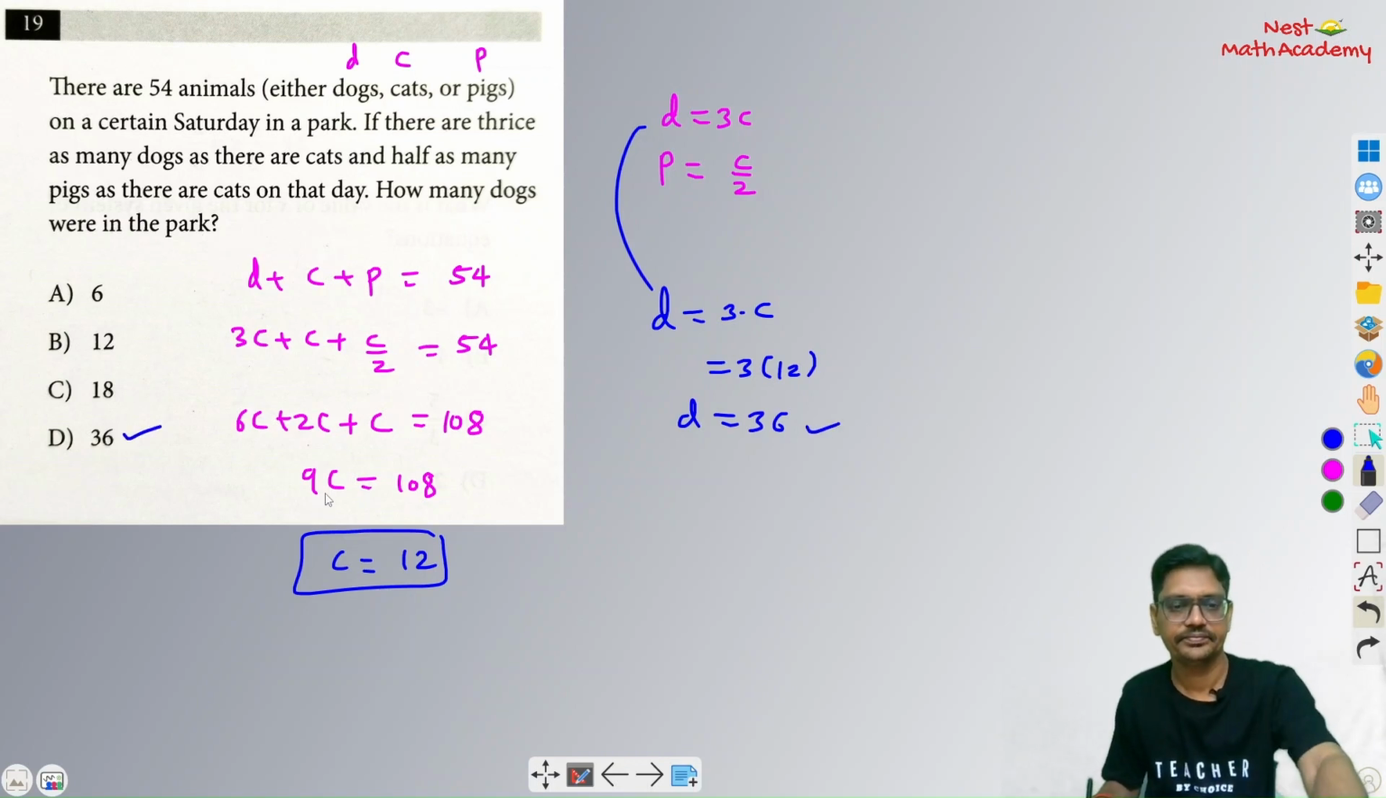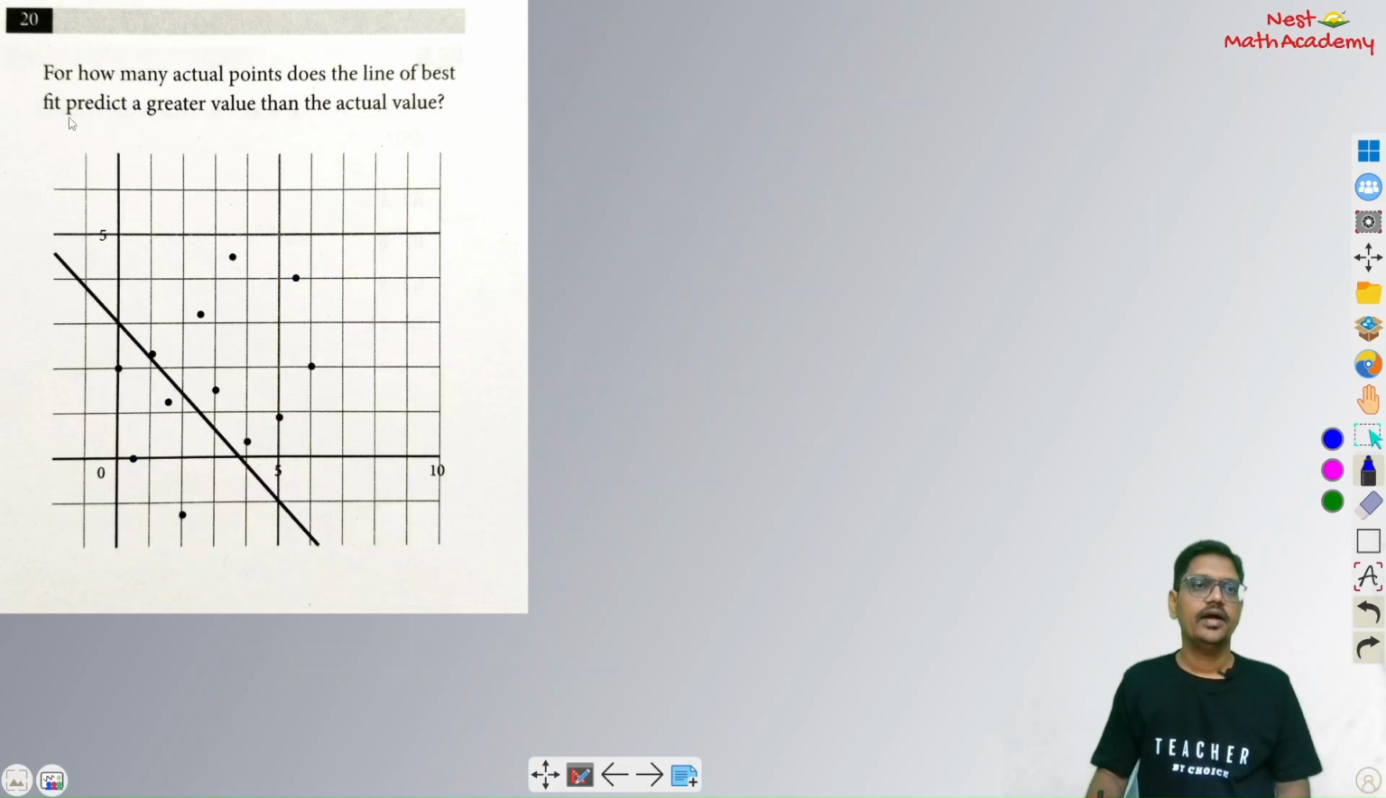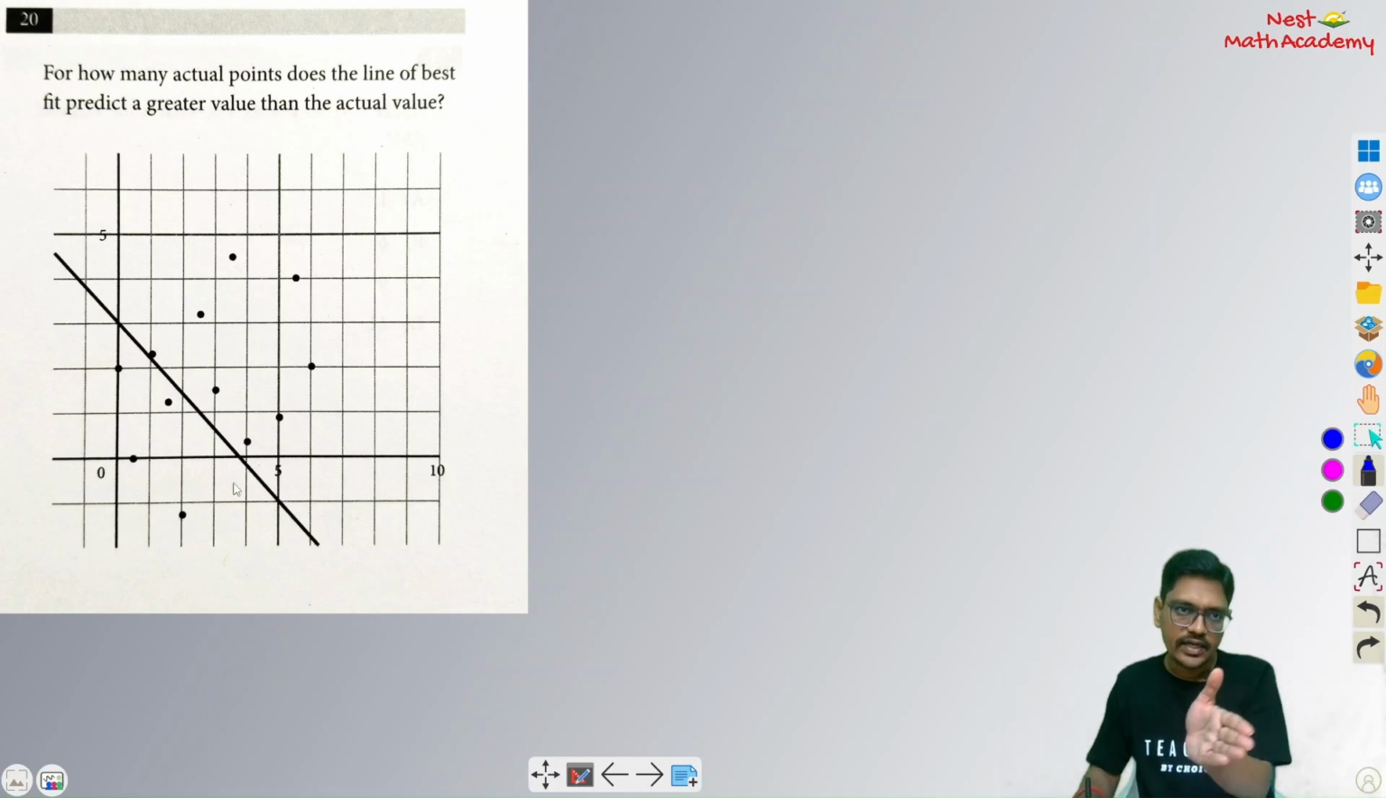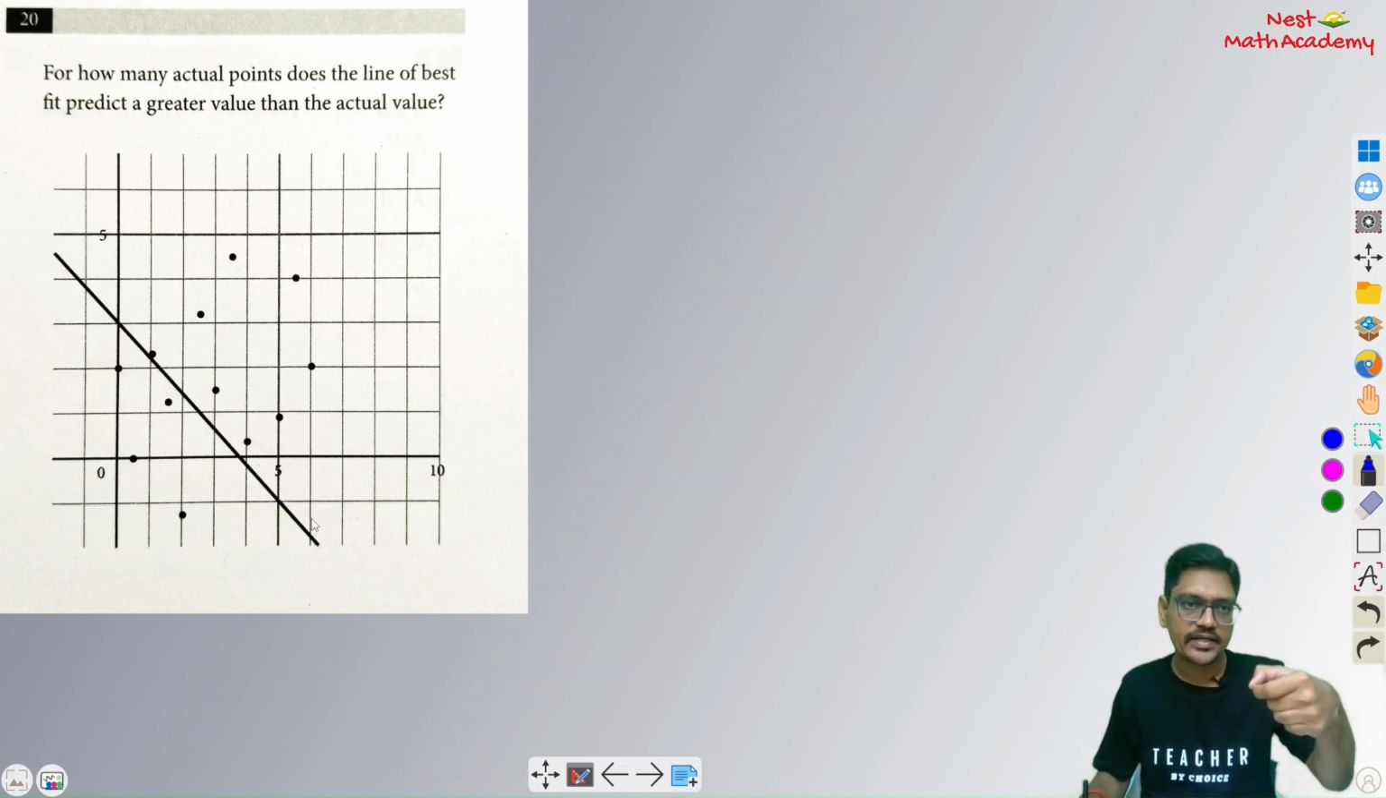Okay. Question number 20. How many actual points does the line of best fit predict a greater value than the actual value? See, this is the line of best fit. The points on that are the predicted values, which are below that and above that. The dots are the actual values. So the points which are below the predicted line are obviously lesser than the predicted value. Means predicted value is greater than those values, I mean to say.